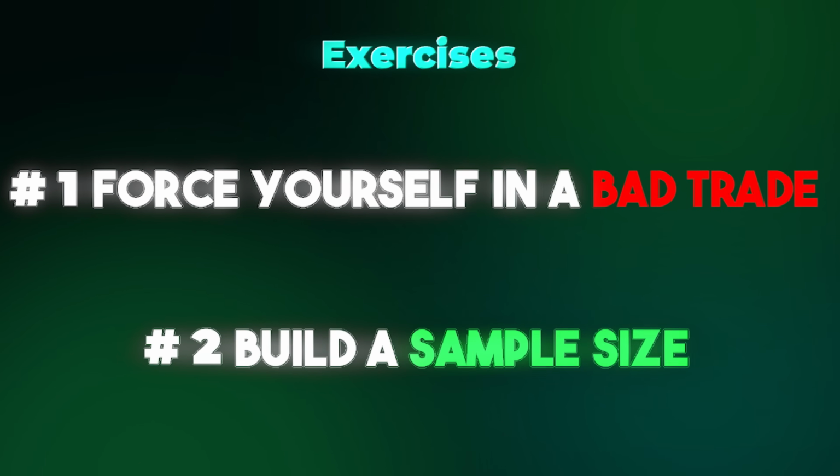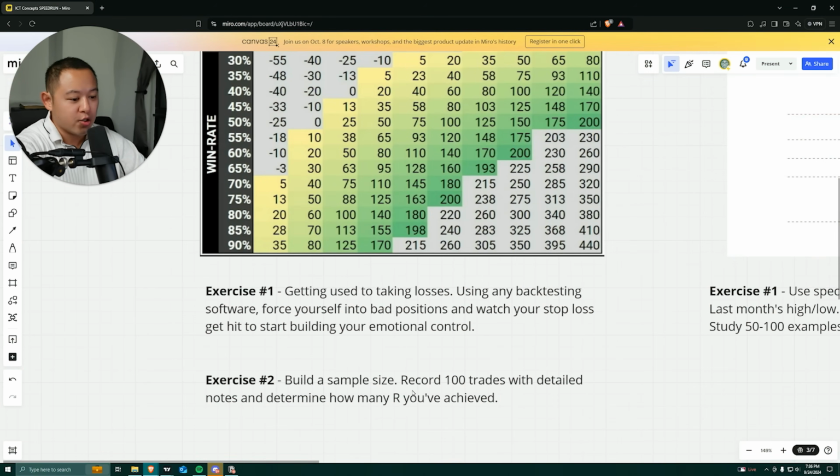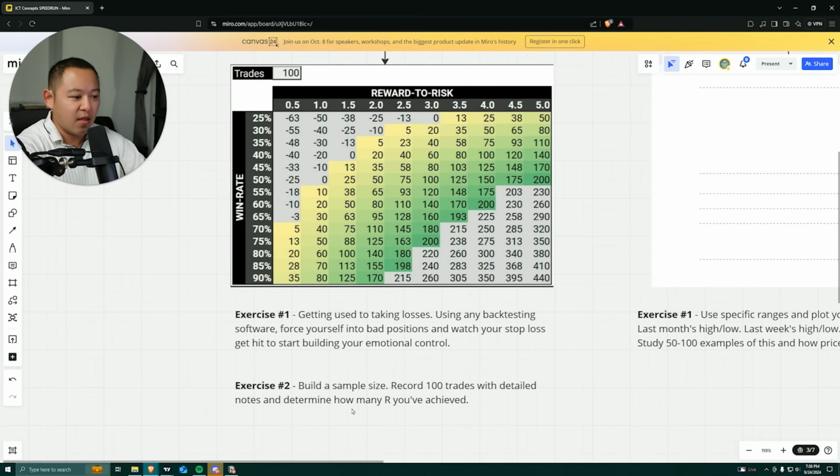Exercise 2 is to build the sample size. All right, so you want to record 100 trades with detailed notes and figure out how many R you've achieved in that span.